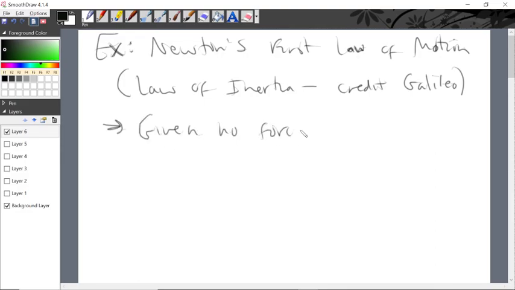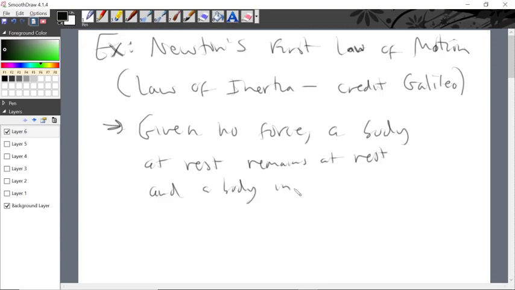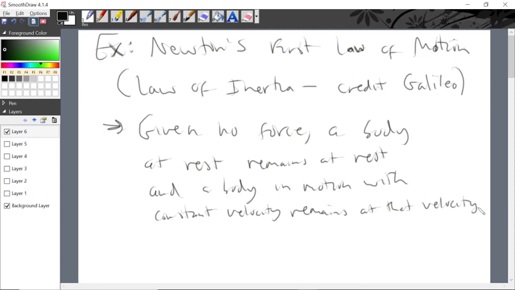Given no force, a body at rest, by body we mean a mass, right? A body at rest remains at rest, and a body in motion with constant velocity remains at that velocity. So that's Newton's first law, the law of inertia.